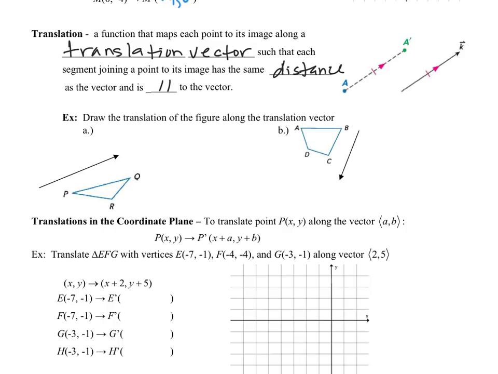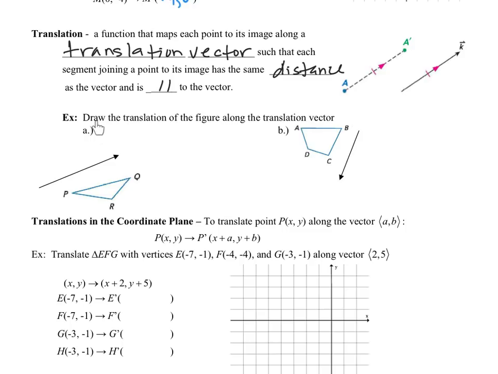So remember, we've talked about this idea of a vector. A vector gives you two pieces of information. It gives you distance and it also gives you direction. So here we have a pre-image point A that we're going to translate, and what determines the translation is this vector K. So vector K tells us how far to slide point A, and it also tells us in what direction. If we take point A and we slide it along a path that's parallel to vector K and the same length as vector K, then we would end up here at point A prime. So let's do a couple of examples.